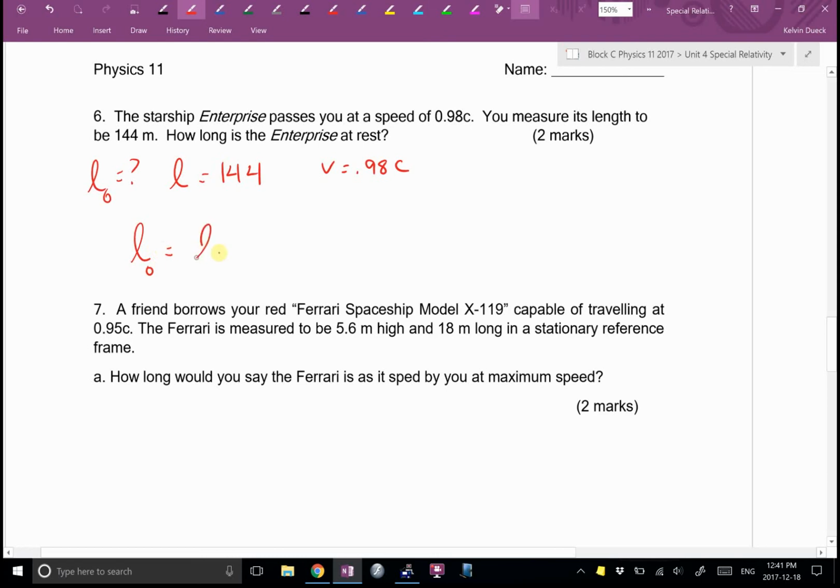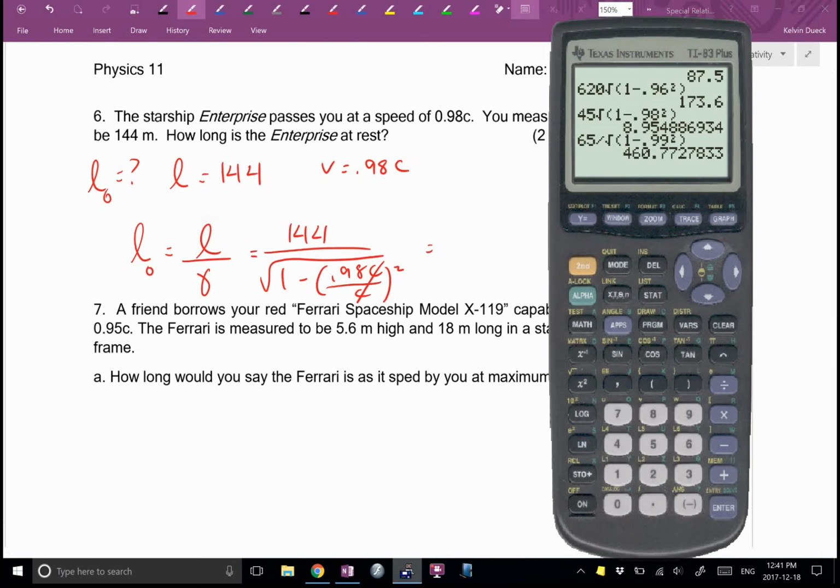Do you get L0 equals L divided by the gamma, the square root thingy? Is that right? Yeah. Okay. So it's going to be 144 divided by the square root of 1 minus 0.98 c over c all squared. Hey, the c cancels. Yay. 144 divided by square root of 1 minus 0.98 squared.